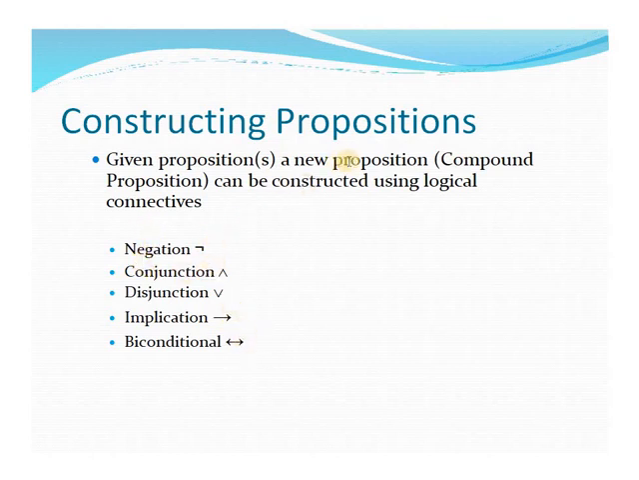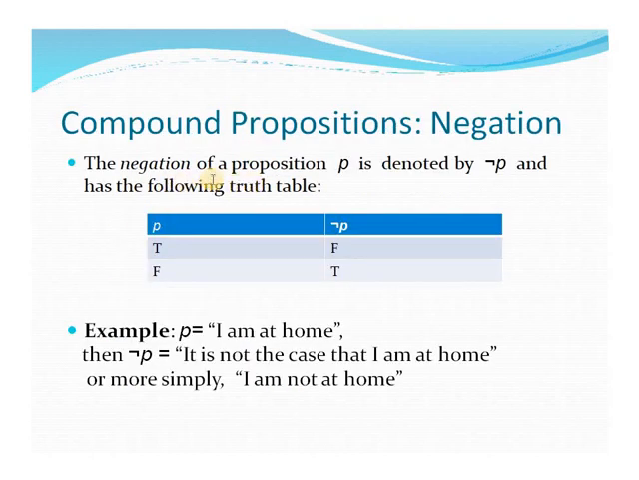Now let us see how to form new propositions using negation first. The negation of a proposition P is denoted by not P and has the following truth table. Why can I draw a truth table for a proposition? Because we know a proposition has a truth value, right? It can be either true or false. So we can draw a truth table for a proposition, and there is some proposition which is denoted by a propositional variable. So we put the propositional variable here, and it can be either true or it can be false.